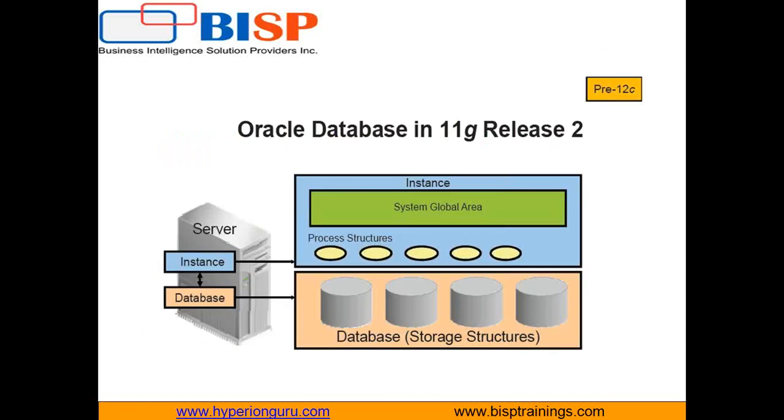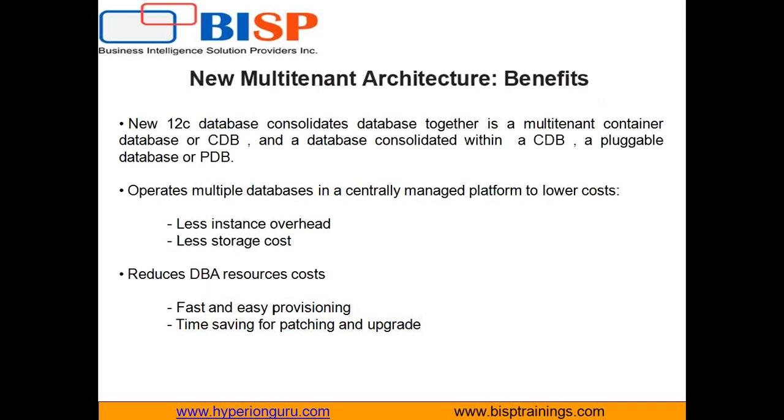Comparing with 12c, in the earlier approach we had the HR database with its own data dictionary and the sales database with its own data dictionary. All these are non-shareable objects, so they require more storage. So here we have less instance overhead and less storage cost.